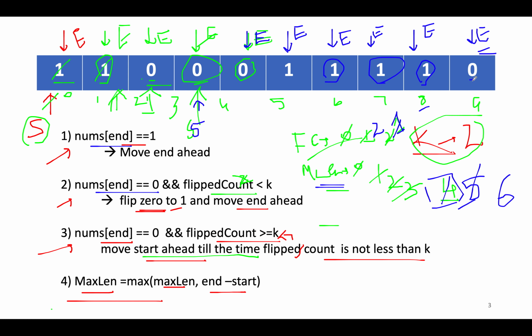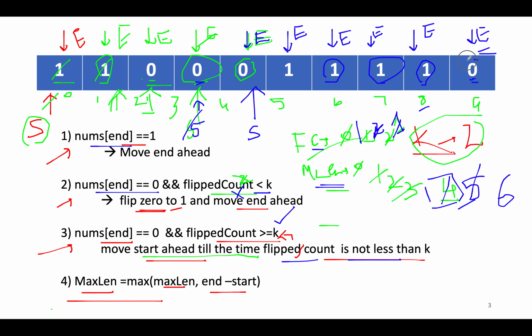And the current value that is held at the end pointer is 0, and the flip count is also equal to k. So this condition is not met. The third rule is met, and we'll have to update the start till the time the flip count doesn't become equal to or less than k, because at max you can toggle two zeros. So the current value at the starting index is 0, so you'll update the starting pointer from 3 to 4. Let's continue the process. The FC count becomes equal to 1. From 2 it reduces to 1.